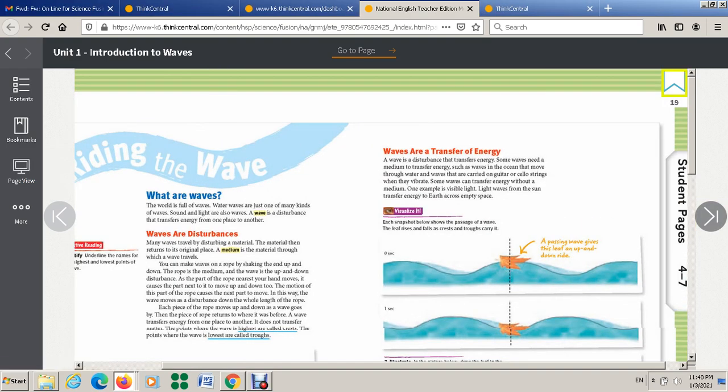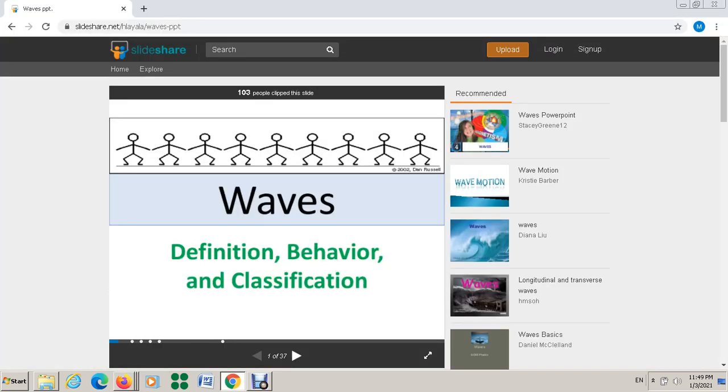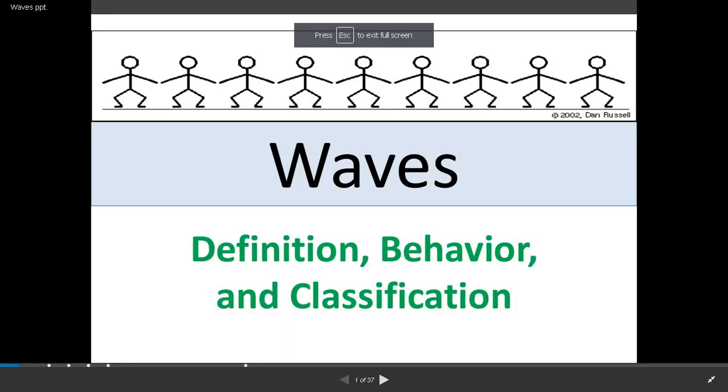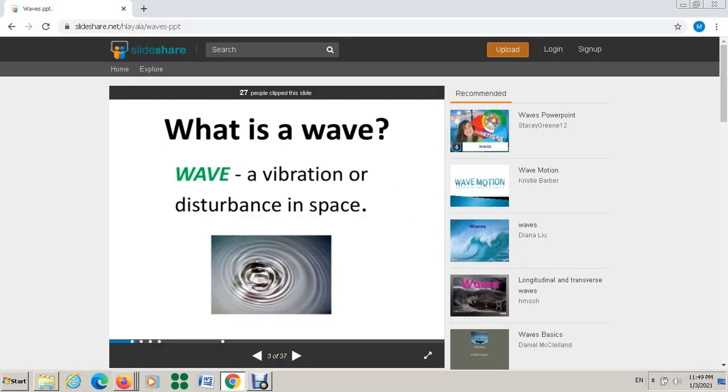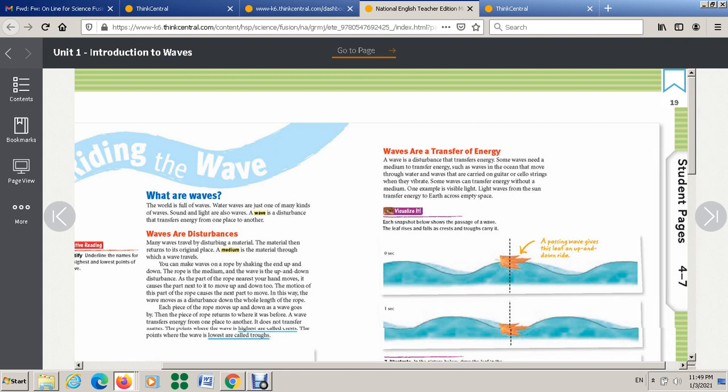We want to know what is the meaning of the wave. If we want to talk about the wave, what is the wave? The wave actually is a vibration or disturbance in a space. So again, if we want to define it, a wave is a vibration or disturbance, or as mentioned in your book, the definition of the wave is a disturbance that transfers energy from one place to another. So this is the definition of the wave.